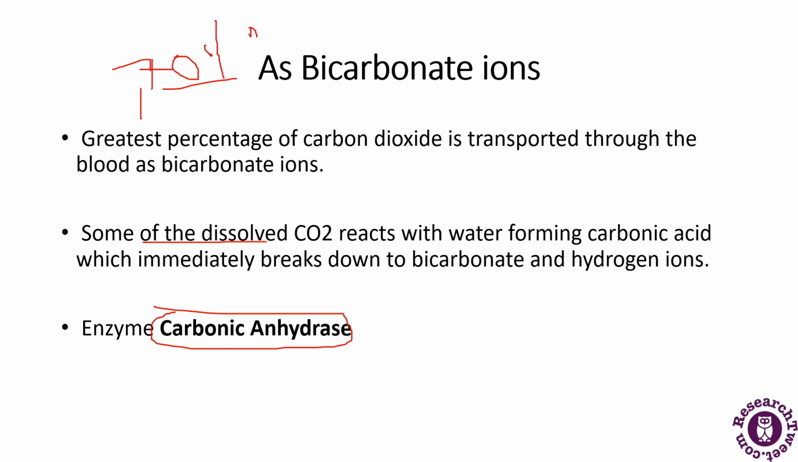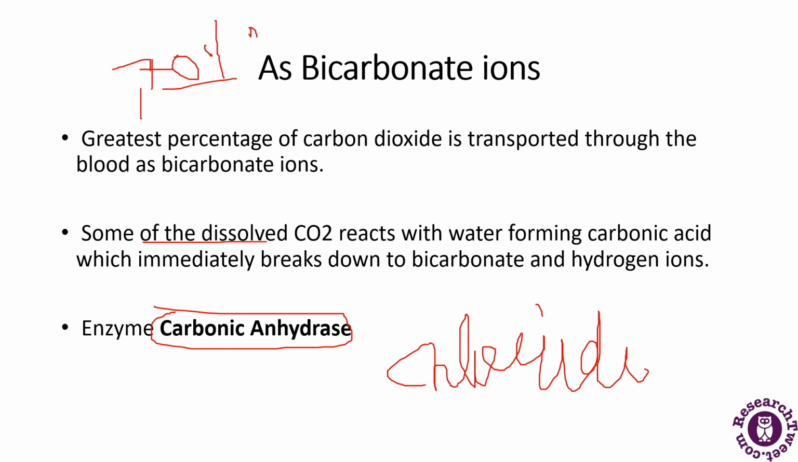Some bicarbonate ions also move out into the blood plasma down their concentration gradient. In exchange, chloride ions move from the plasma into the RBCs. This exchange of negative ions maintains the electrical balance between the blood plasma and the RBC cytosol, which is known as the chloride shift.